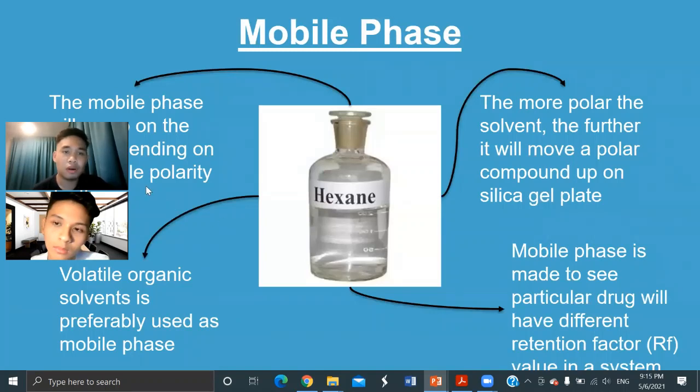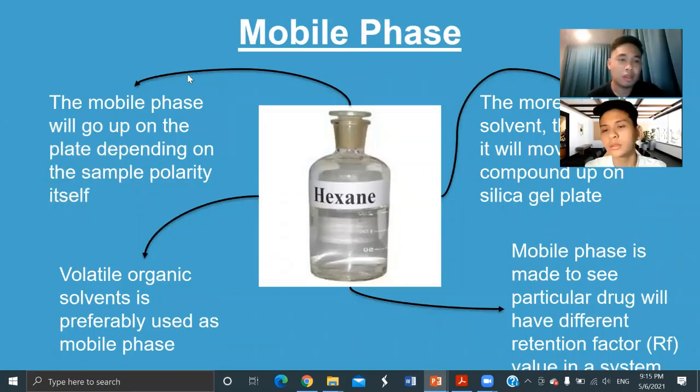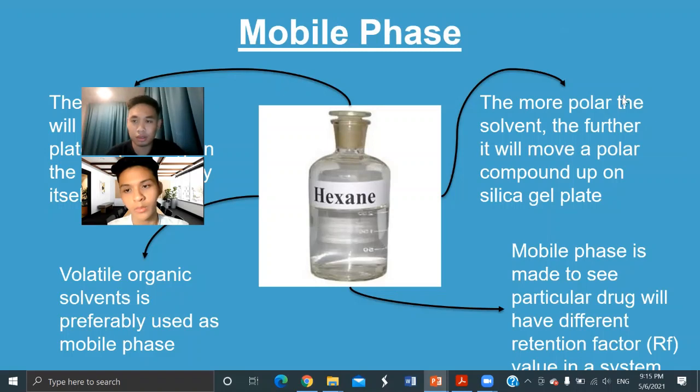As for the mobile phase, it will go up on the plate depending on the sample polarity. As I explained before, when the stationary phase is polar, the solvent, which is the mobile phase, will bring the polar compound further on the silica gel plate. Later on I will show the video. Next, only volatile organic solvent is used in the mobile phase. Thirdly, the more polar the solvent, the further it will move the polar compound up on the silica gel plate.